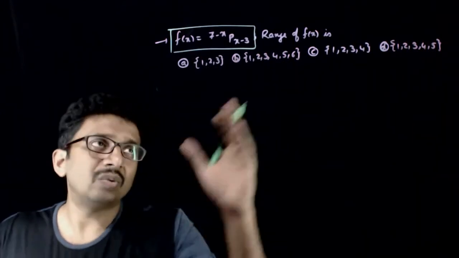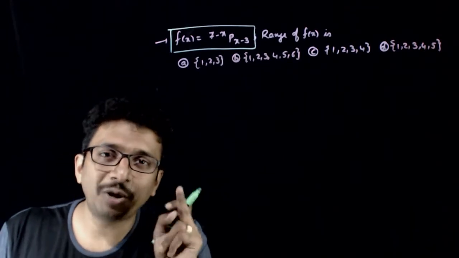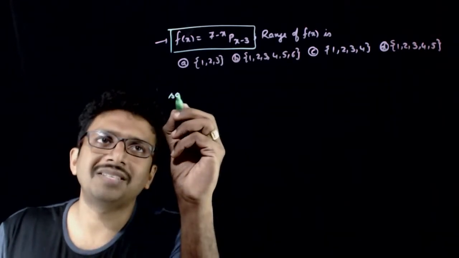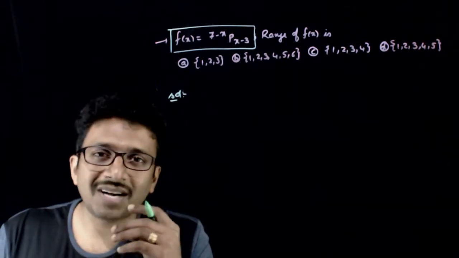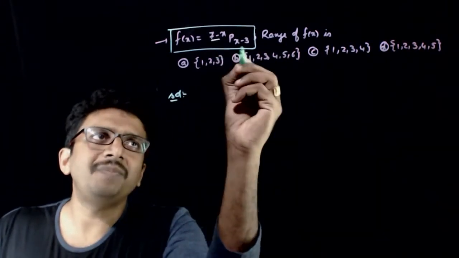In this question, you're given a function which is 7 minus x P x minus 3. What is the range of this function? First, let us try to find the domain of this function. To understand range, first we need to understand where this function is defined. Obviously this is something P something.